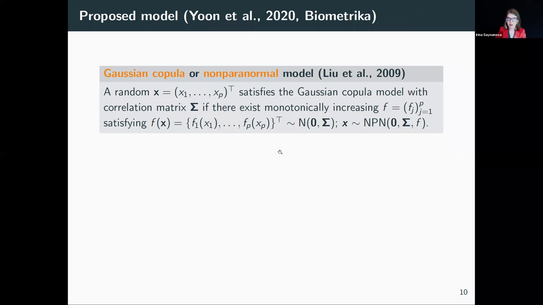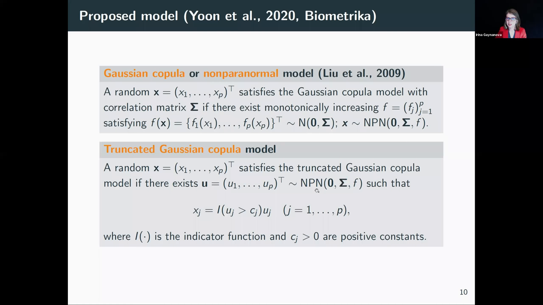Mathematically, we start with a Gaussian copula, which is also known in the literature as the non-paranormal model, on a vector of p measurements. You assume that each of these measurements has its own transformation f, it doesn't have to be the same, such that when applied to the vector, you get a standard multivariate Gaussian with mean zero and correlation matrix sigma. And then what our model does is it assumes that once you have this Gaussian copula, you have a threshold Cj. Again, it doesn't have to be the same threshold. Different variables can have their own threshold, such that it is observed if it's above the threshold and it is zero if it's below.